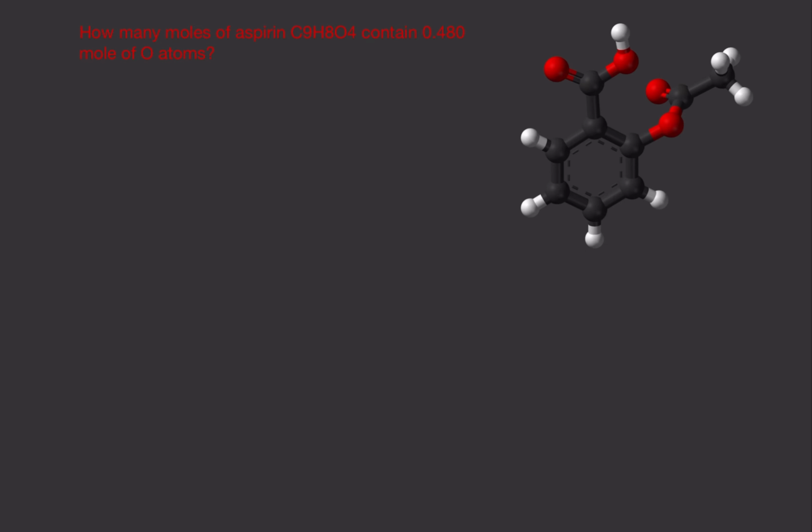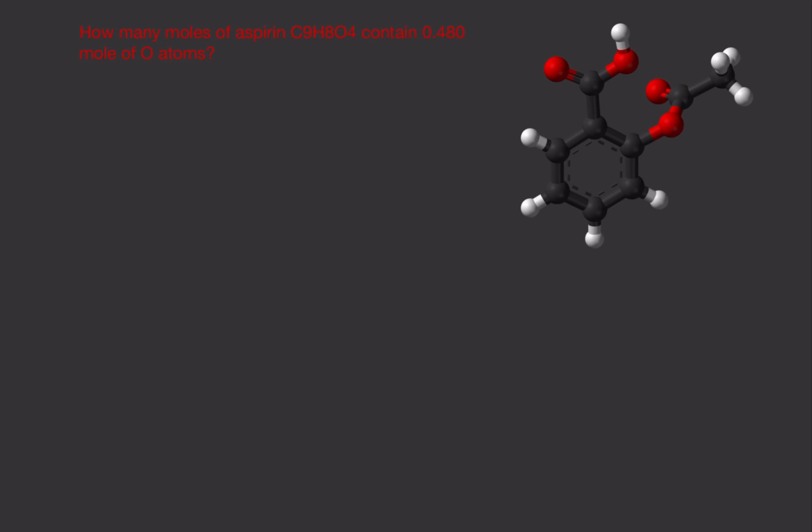So with this last example, we have how many moles of aspirin, C9H8O4, contains 0.48 moles of oxygen atoms. And again, yes, another aspirin problem. We seem to love these things, right? So how would we set this up?